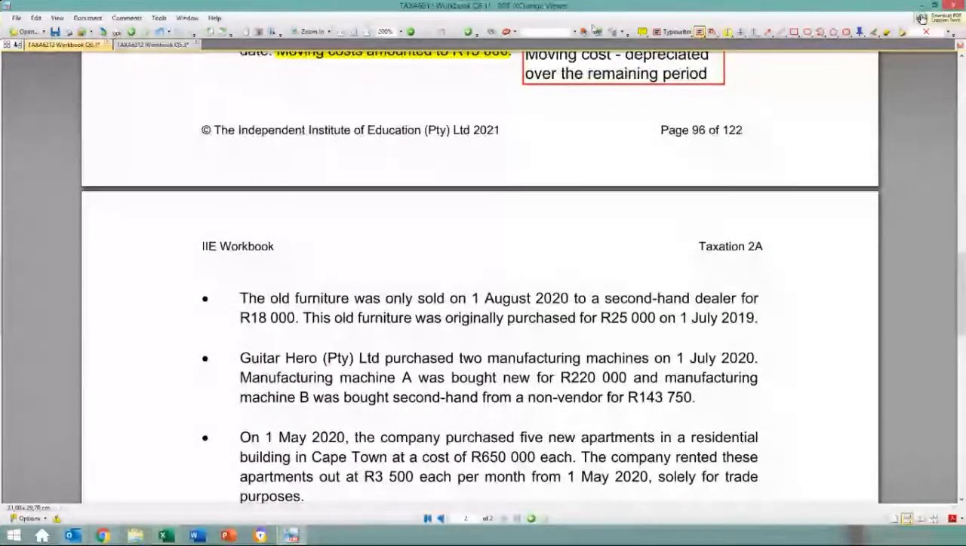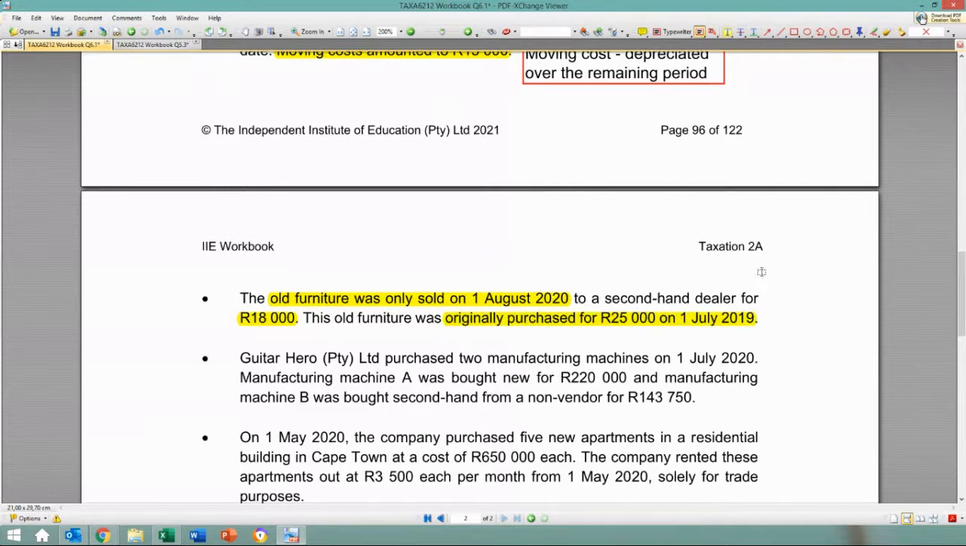Then we see old furniture. So, second point, old furniture was sold on the 1st of August to a second-hand dealer for 18,000. So that's the sales price. And it was originally purchased for 25,000.